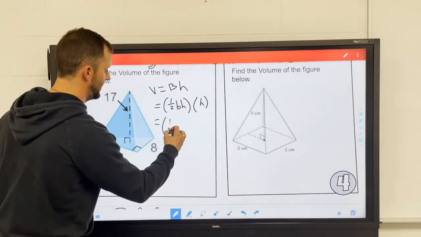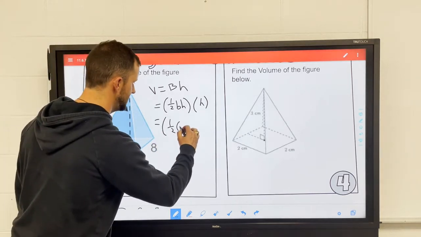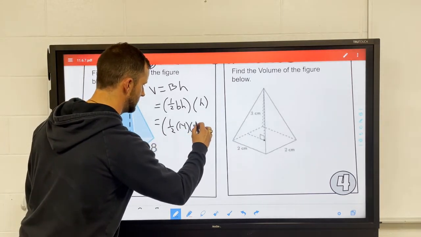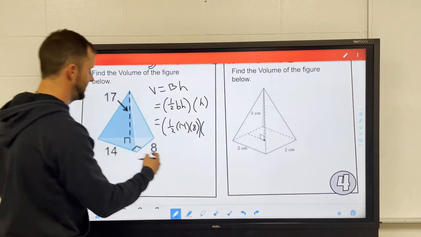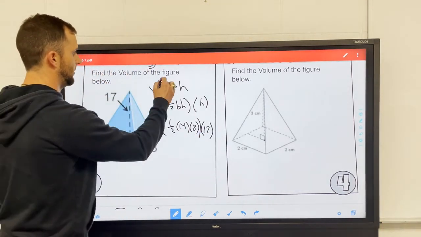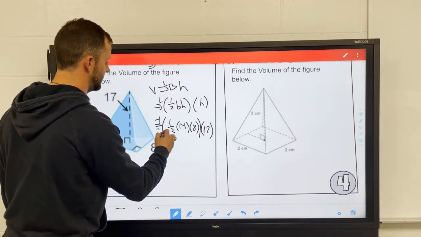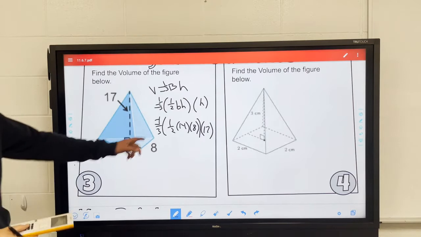So I'm going to do 1/2. The base and height of my triangle is going to be 14 and 8. And then the height of my whole prism here is going to be 17, and I'm multiplying all that by 17. Okay, oh, I forgot the 1/3 up here. I apologize, ladies and gentlemen. So I have to take 1/3 of that whole thing. So let me go ahead and multiply this out.